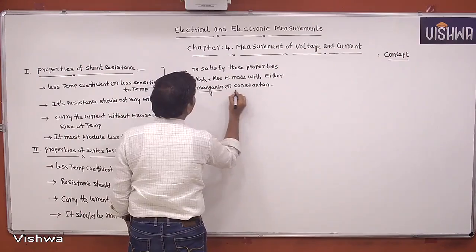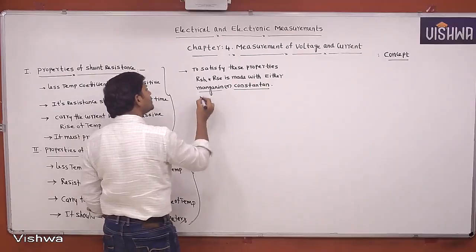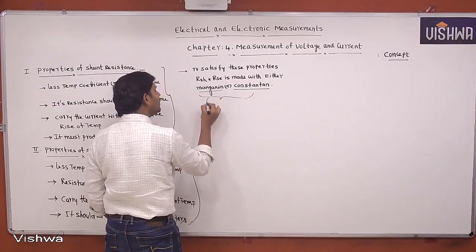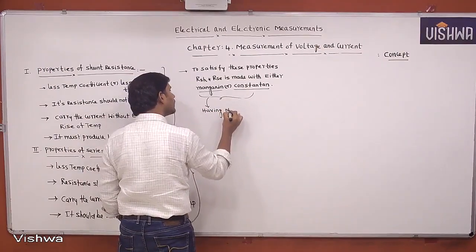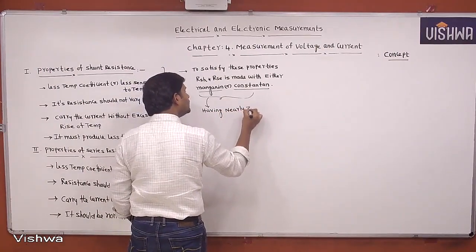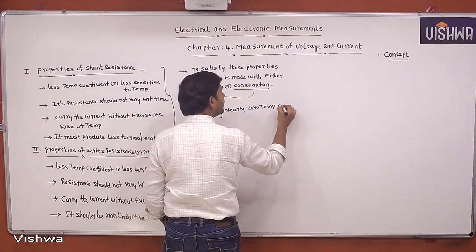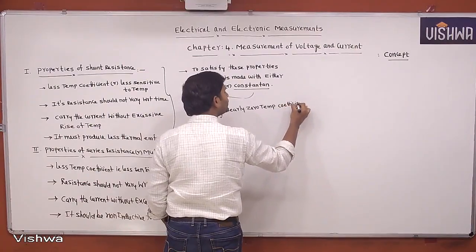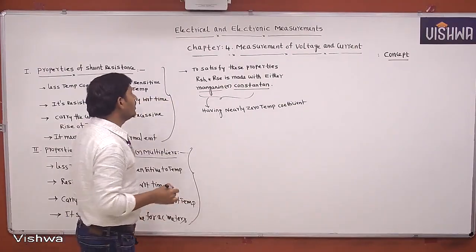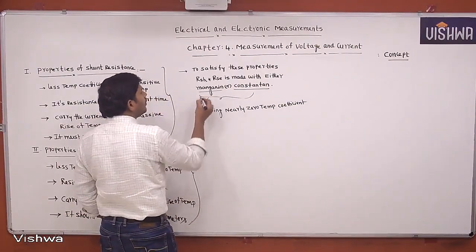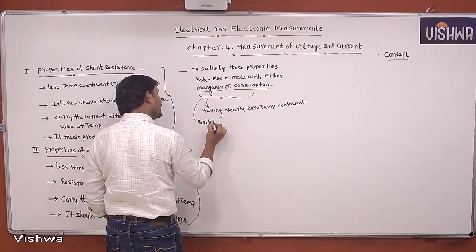Point to remember, manganin and constantan both have nearly zero temperature coefficient, that is, very low temperature coefficient materials. But both are brittle in nature.